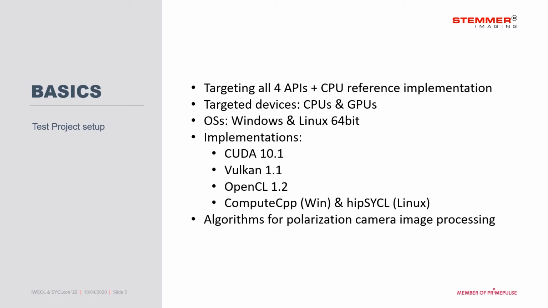And the algorithms that I actually implemented in this test project constitute a pipeline of processing images from polarization cameras. Polarization cameras produce images that have a Bayer-like pattern, but instead of filtering colors, those 4 pixels are filtering 4 different polarization directions. So you can get some information about how the light is polarized at which point of the image, which you can further process.